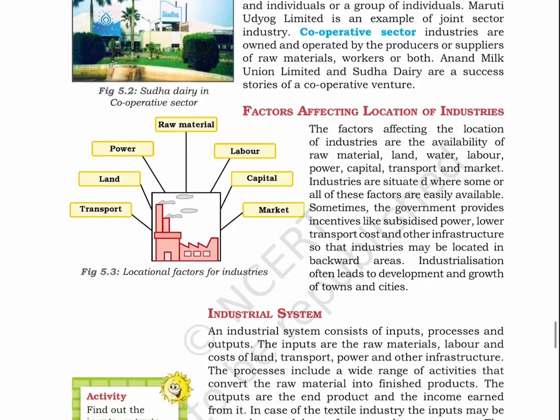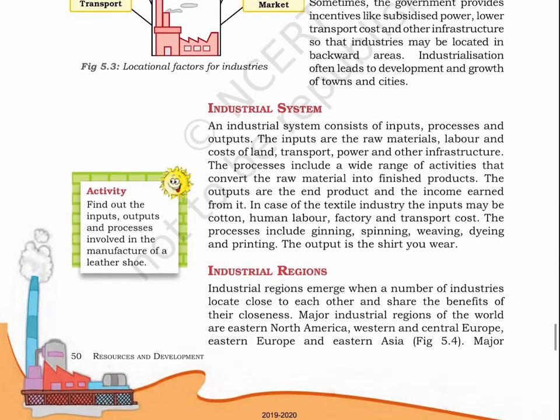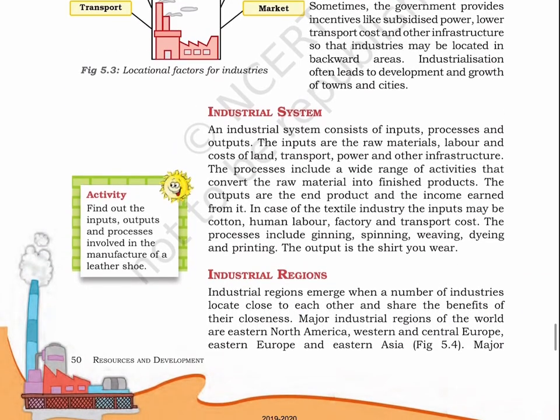Industrial system. An industrial system consists of inputs, processes, and outputs. The inputs are the raw materials, labor and costs of land, transport, power, and other infrastructure. The processes include a wide range of activities that convert the raw material into finished products. The outputs are the end product and the income earned from it.